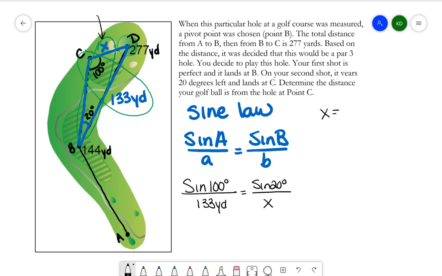To get x, what we need to do is multiply the two things that are diagonally across from each other. So we'll have 133 multiplied by sine of 20 degrees. And then we're going to divide by the third thing, so that will be divided by sine of 100 degrees. Let's go ahead and plug this into our calculators and see what we get.